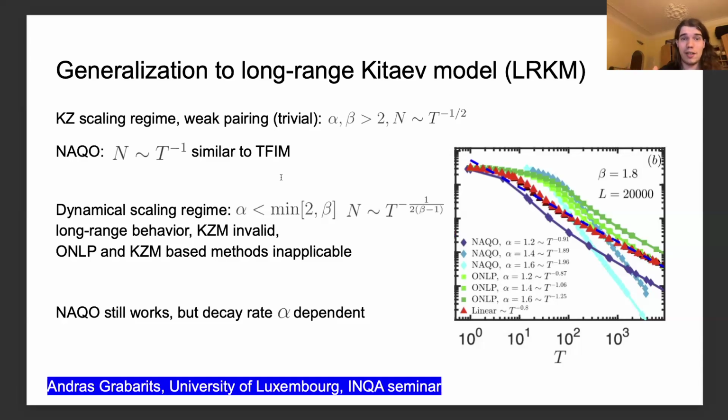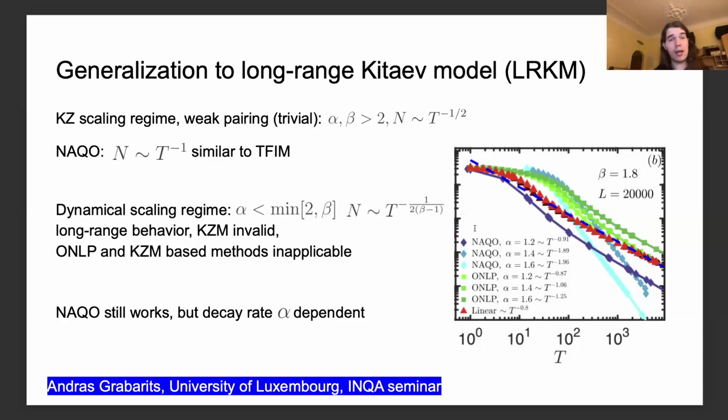crossing a topologically non-trivial second-order phase transition point still works and provides a reasonable speed up in terms of the decay of the defects, as is exemplified in this plot. As the alpha, the hopping interaction power law, increases, so it becomes weaker and weaker, the decay is faster and faster for both the naively applied optimal nonlinear passage and the non-adiabatic quantum optimization.